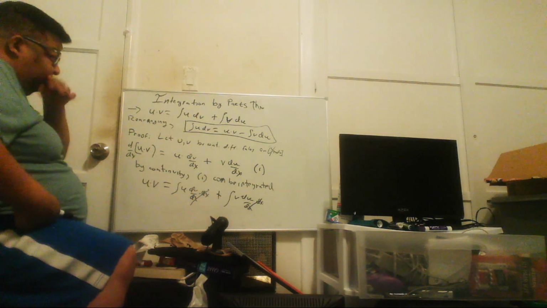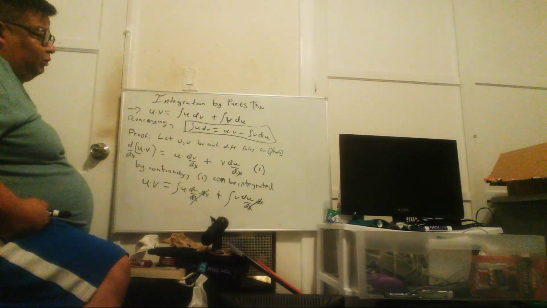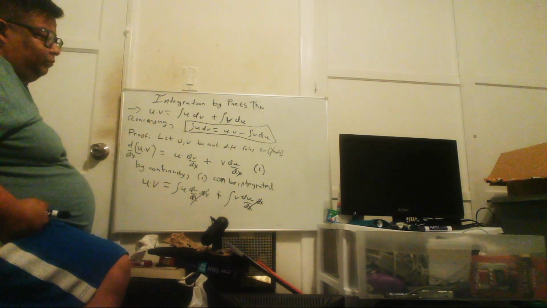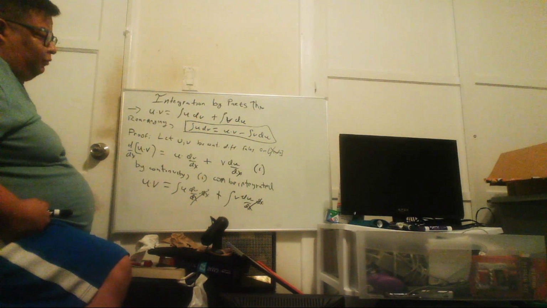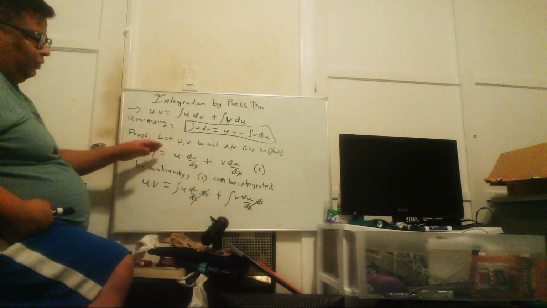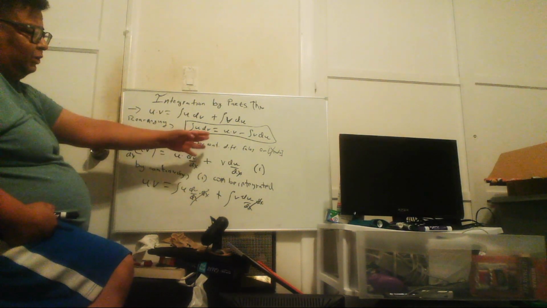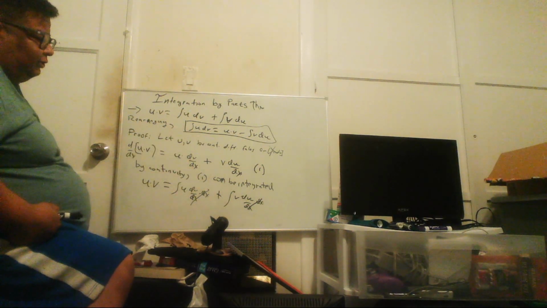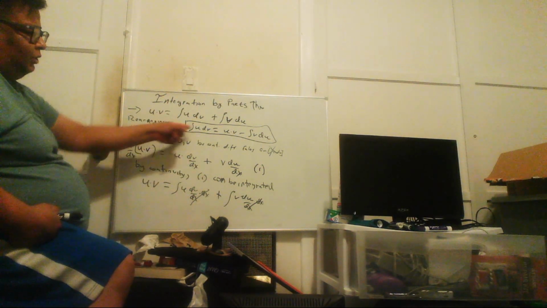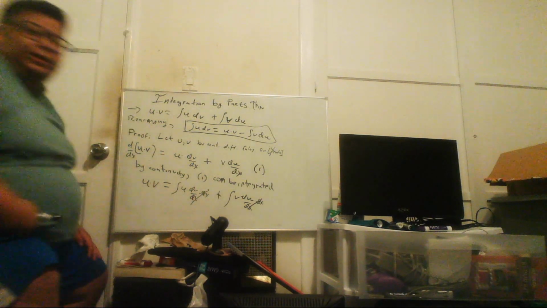So that would be the proof for the integration by parts theorem. First we started with the product rule, then we integrated given that the functions are continuously differentiable. Then we rearranged and we got the final formula for integration by parts.